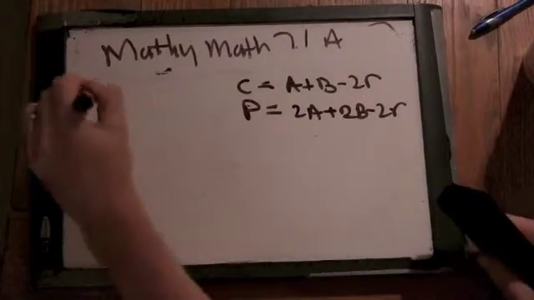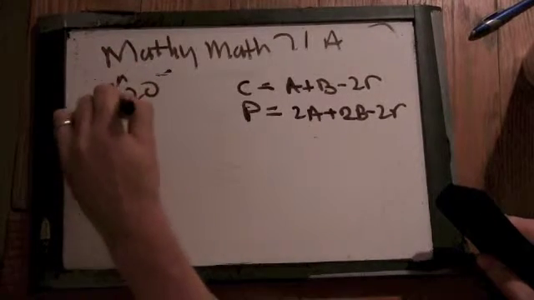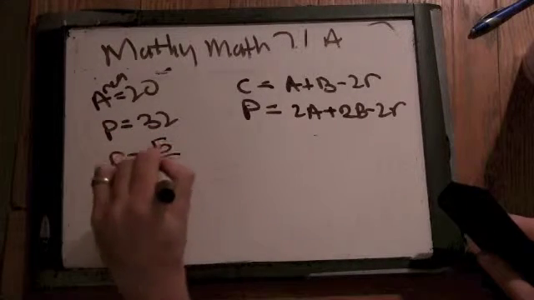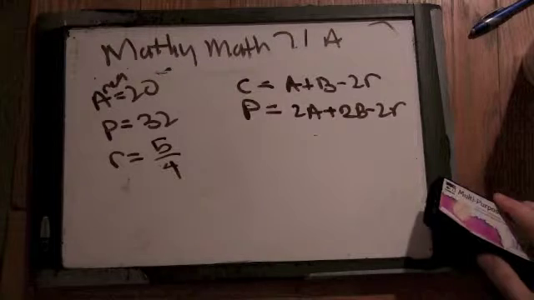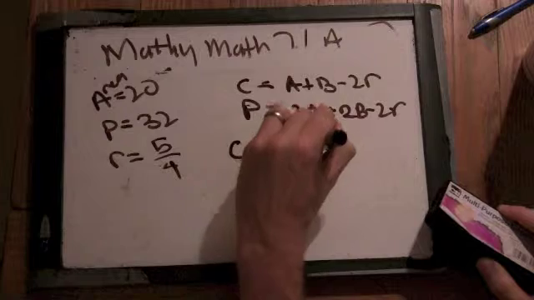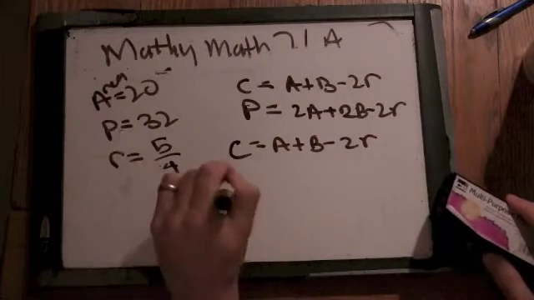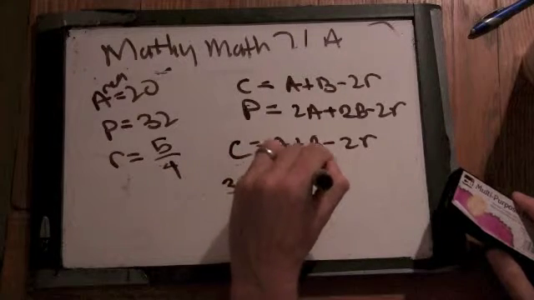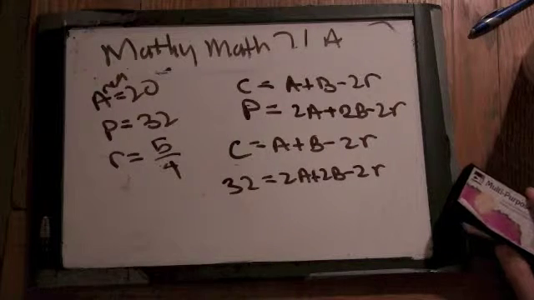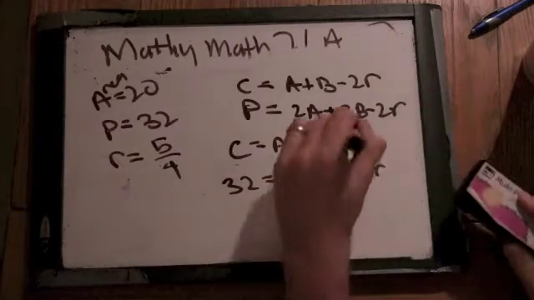Sorry for having to do all this erasing. So the area was 20, the perimeter 32, the radius was 5/4. Now we only have two equations and two variables. We know that C equals A plus B minus 2R because we have a right triangle. We know that 32 equals 2A plus 2B minus 2R, and R happens to be 5/4. So this ends up being minus 5/2.